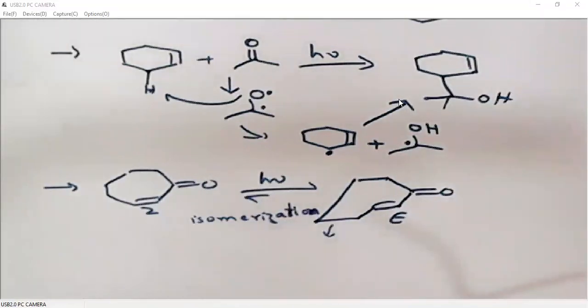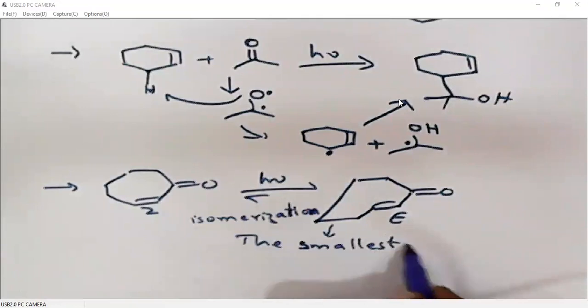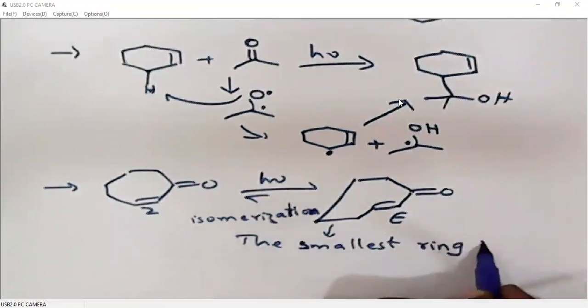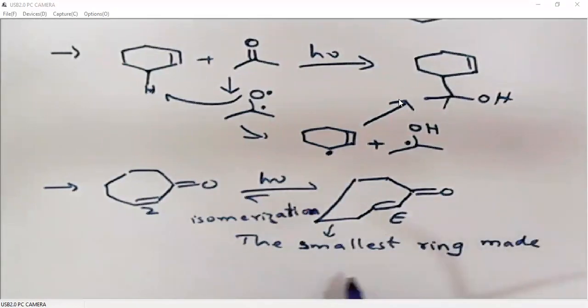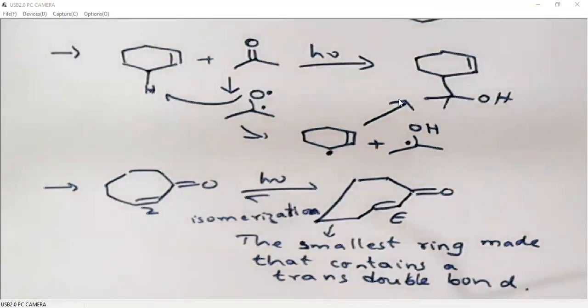Now this is the smallest ring made that contains a trans double bond. This is the smallest ring that contains a trans double bond.